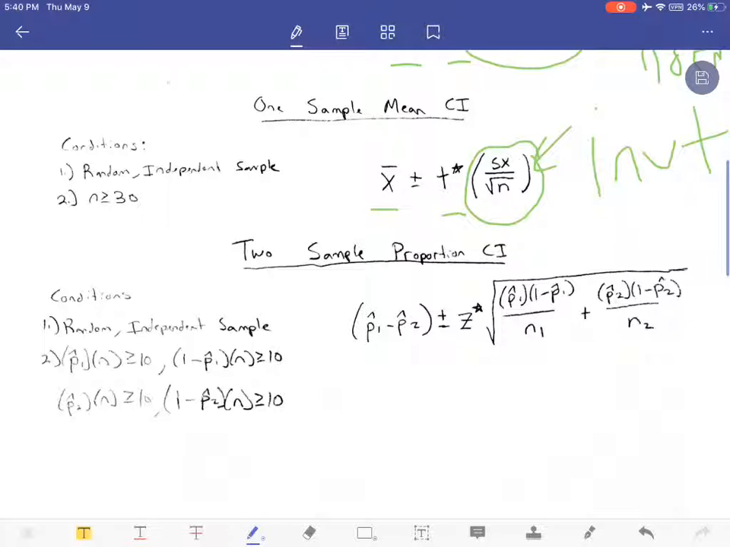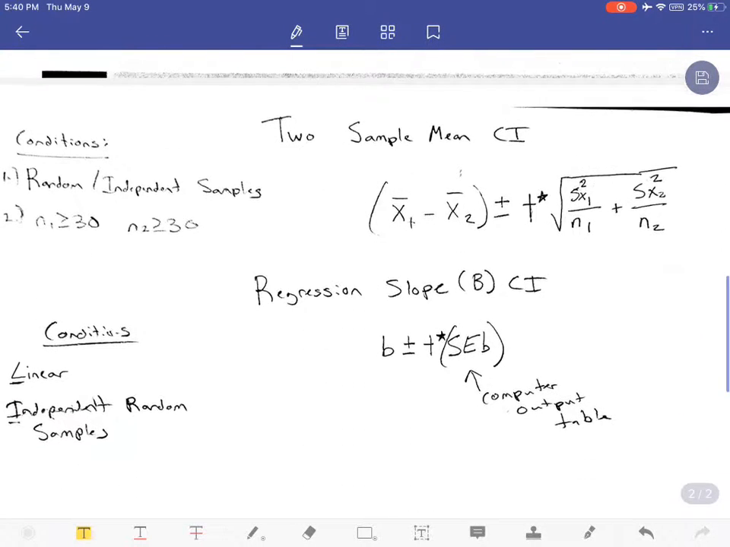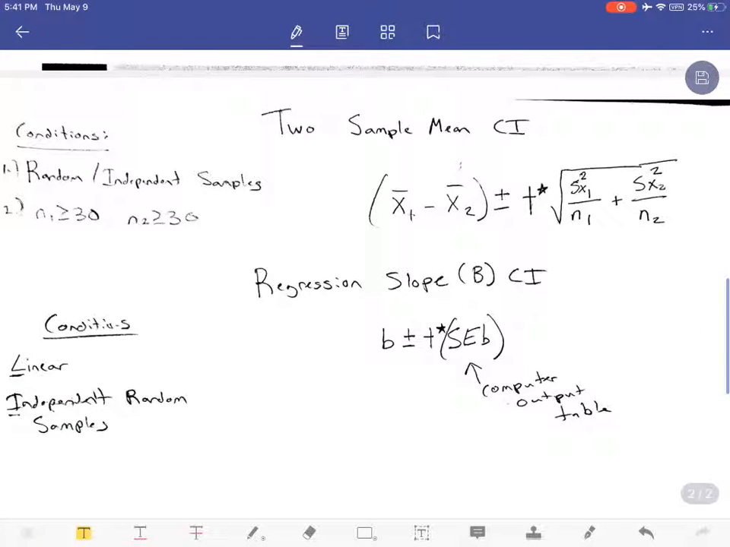And then for our point estimate, we do the proportion from sample 1 minus the proportion from sample 2. Critical z-score, remember inverse norm. And then we have our formula over here for the two sample proportion. Again, that's going to be given to you on the test, on the formula sheet.